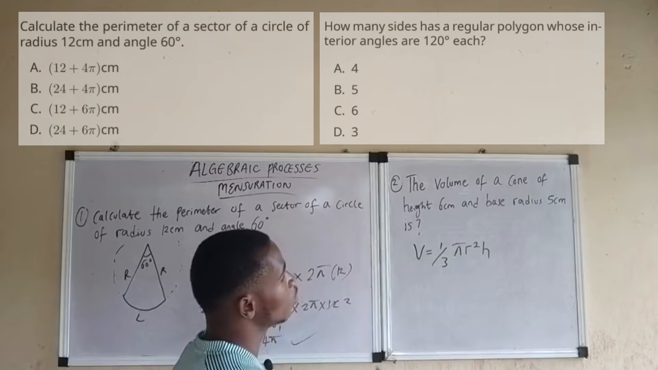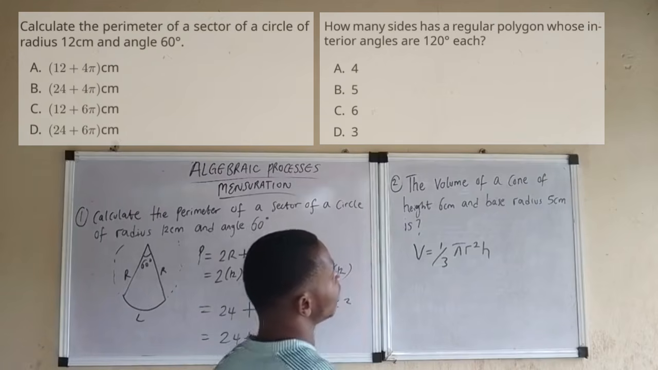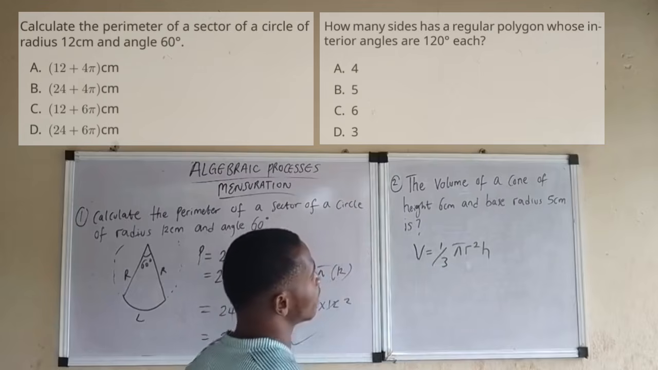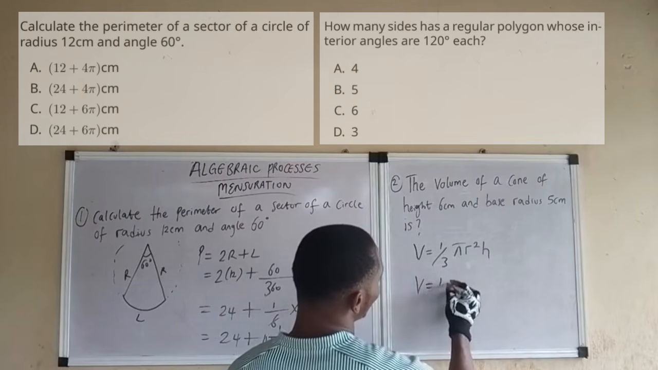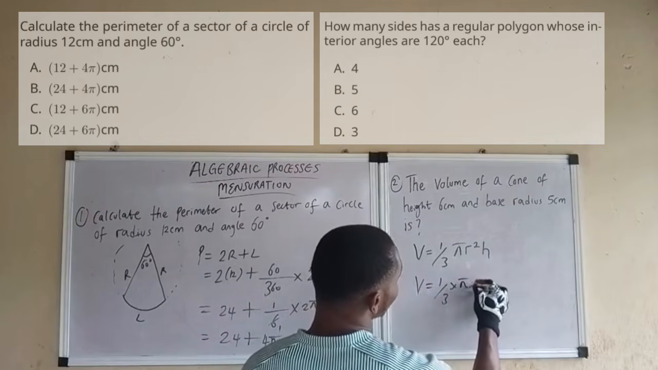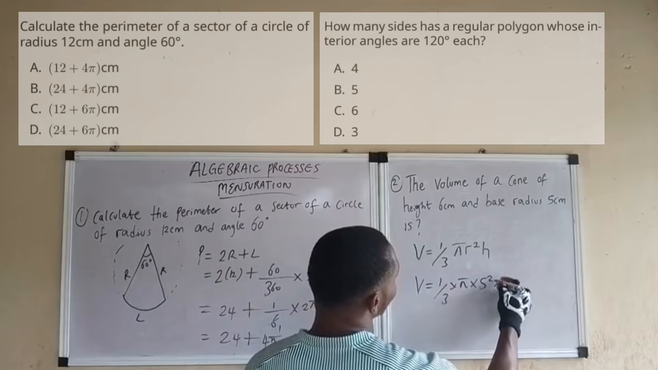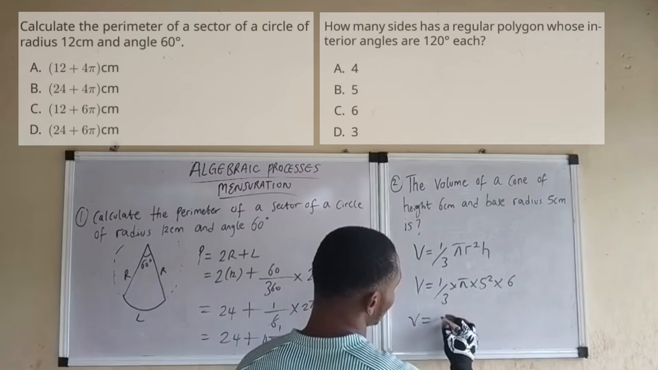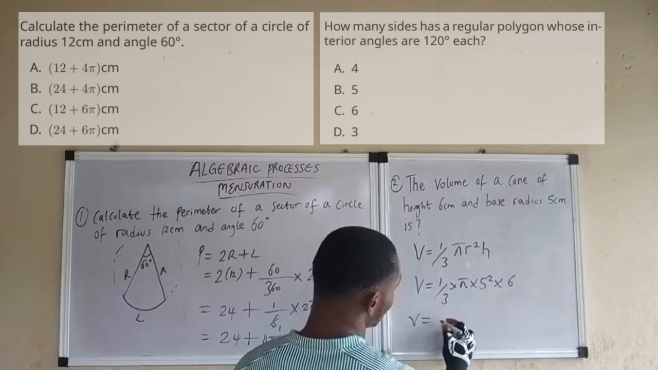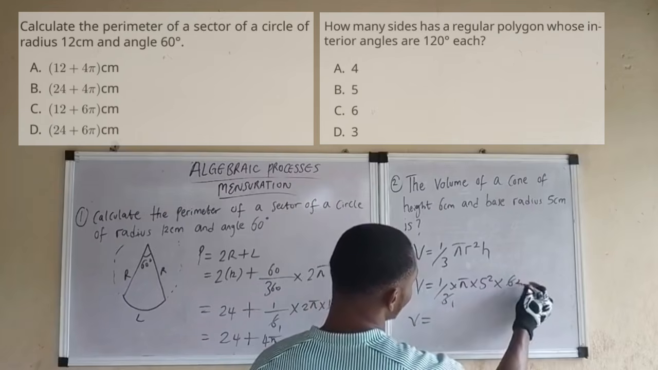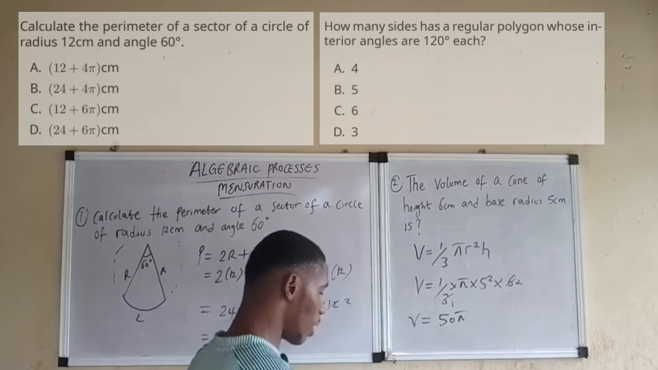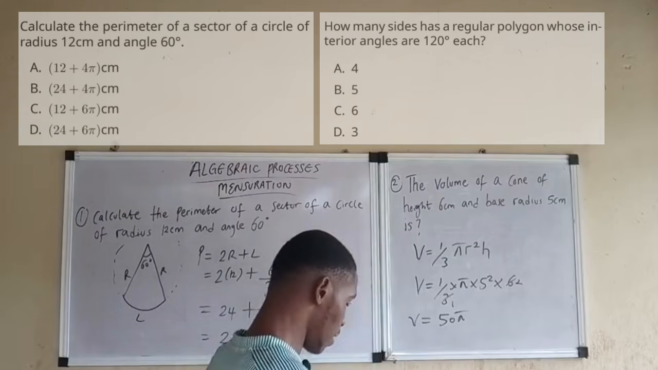All right. So the question already made it easy. We have been given the radius, we have been given the height. You just need to apply it into the formula, and you're having 1 over 3 times pi times 5 square times 6. All right. So this is going to give you 25 times 3 here 1, 3 here 2. This is 25 times 2, that's 50 pi. All right. So V is 50 pi.